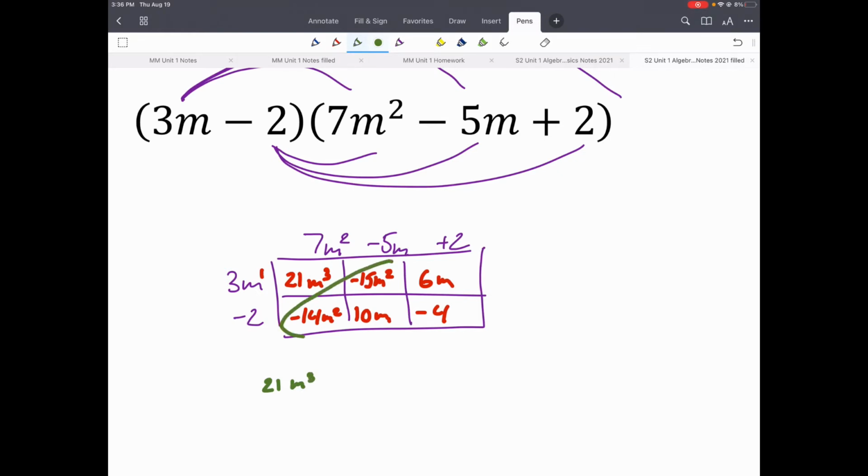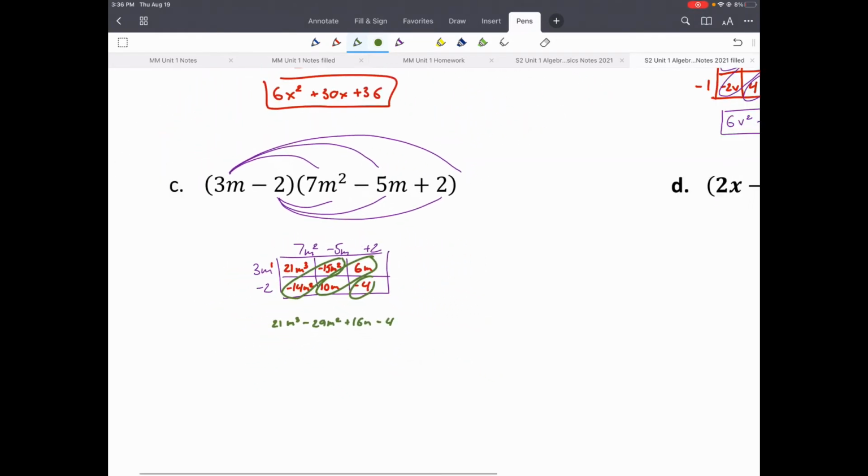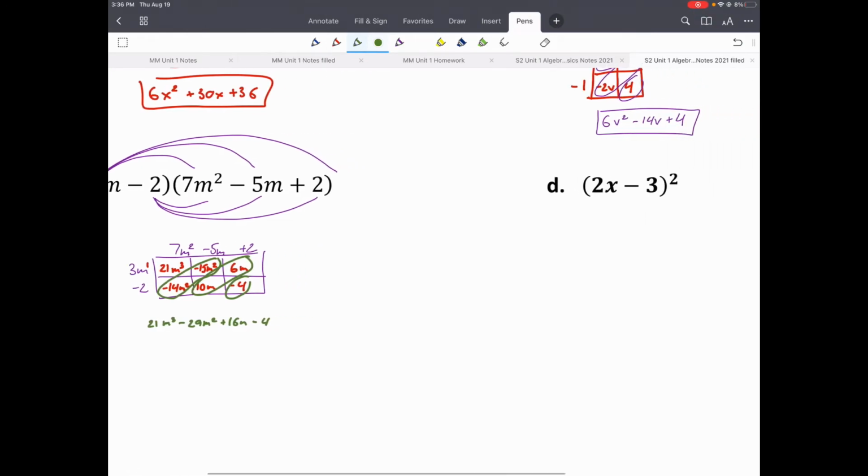We'll combine these two. Looks like we get negative 29. Here we get 16 and negative 4. All right? Okay, so that's what you do if you have to do a binomial times a trinomial, and there will be something like that on your homework or on your test.